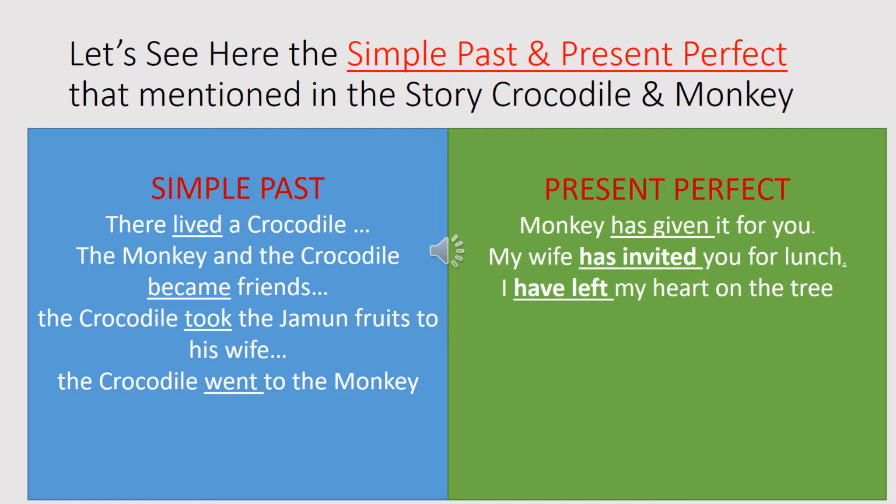Whereas in present perfect, the examples taken from the story are: monkey has given it for you. My wife has invited you for lunch. I have left my heart on the tree. Let us see how the structure is formed here. Monkey has given it for you. Here, has plus past participle, that is given.